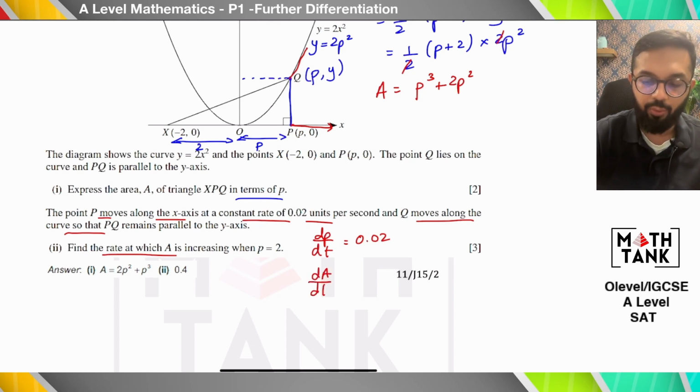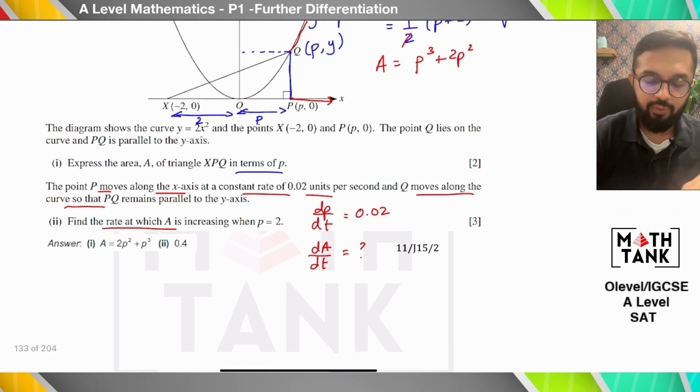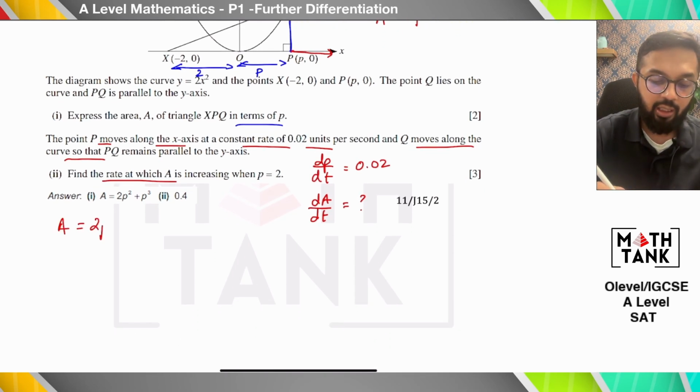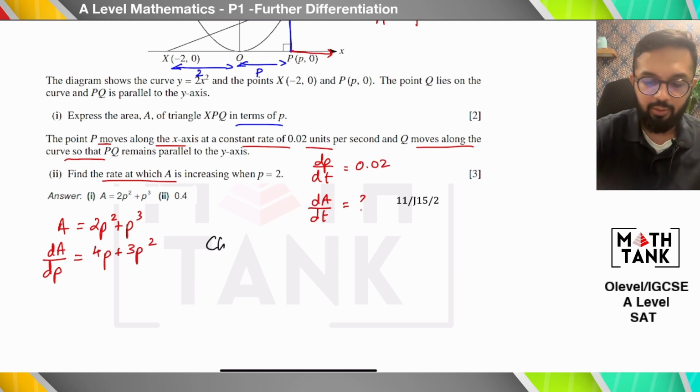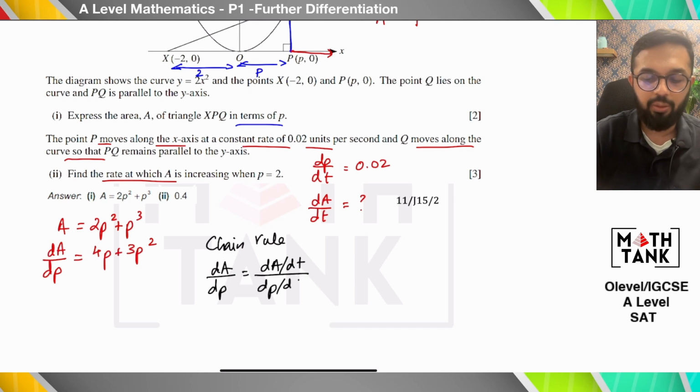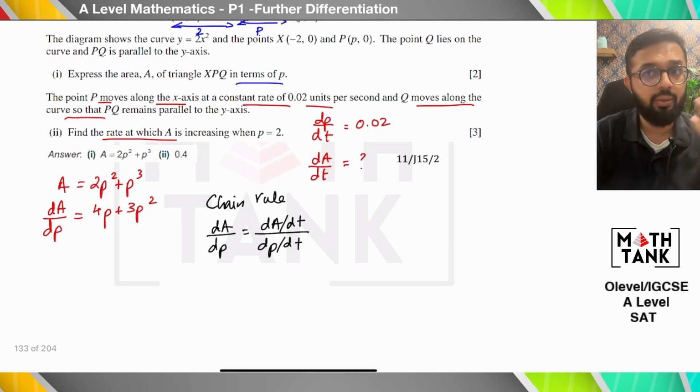So I'm asking you for dA over dt. Now remember that whenever you have a differentiation question, your objective is to differentiate. This is the expression that connects A and P together. So let's differentiate this. I get dA over dP, which becomes 4P plus 3P squared. We've done in class that you can decompose this differential into a chain rule. So dA over dP becomes dA over dt divided by dP over dt. That is how I construct the chain rule. If you do it differently, that's absolutely fine as long as you do it correctly. So dA over dP is 4P plus 3P squared.